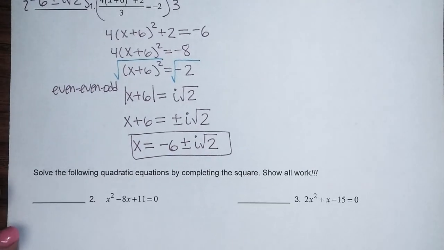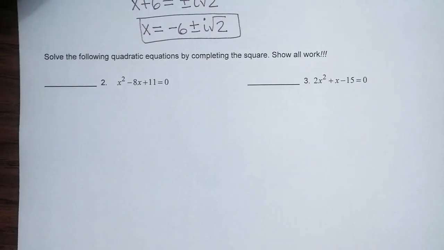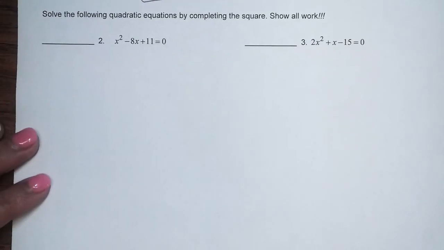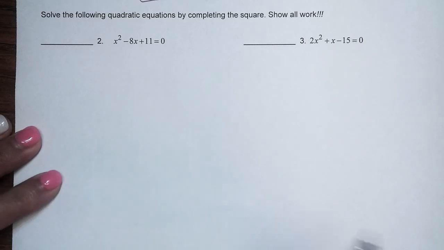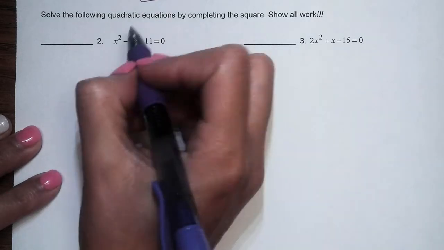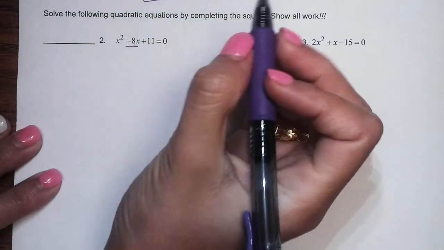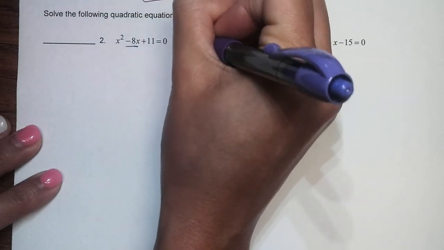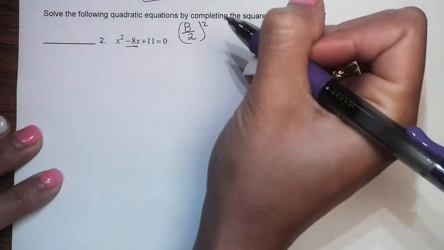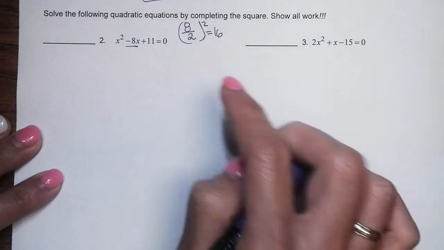Our next examples, we're going to be solving by completing the square. So, example 2, solve the following quadratics by completing the square. In order for you to complete the square, you always have to take the linear term, which is this negative 8, divided by 2 and square that. So if I take the 8 and I divide it by 2 and I square that, that's going to give me 16. So 16 is what I need in order to complete the square.